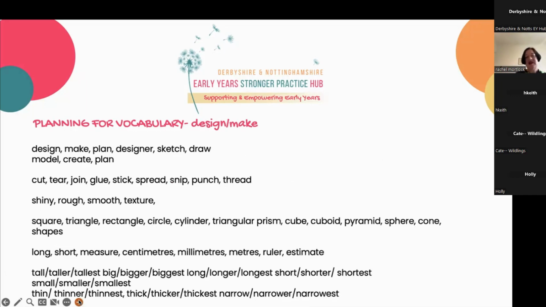Another one in terms of examples is design and make, which definitely has a link into mathematical vocabulary, but about thinking about themselves as designers and thinking about cutting and sticking and having that language there and using that language with the children within those areas. Because if we use it as adults with the children, then they will use it themselves and they will use it to other children. And so children will be exposed to more and more language and vocabulary as we go through.